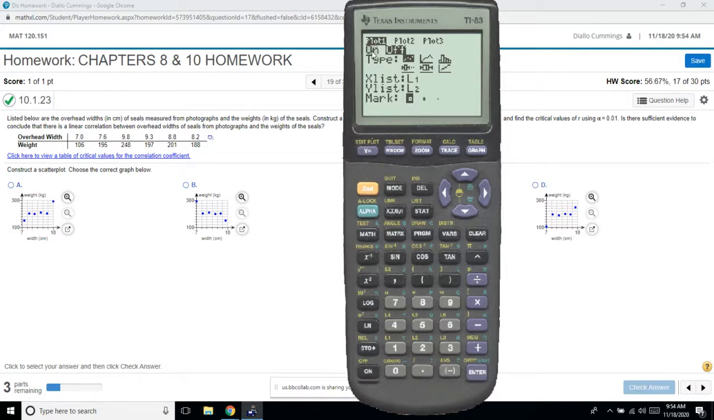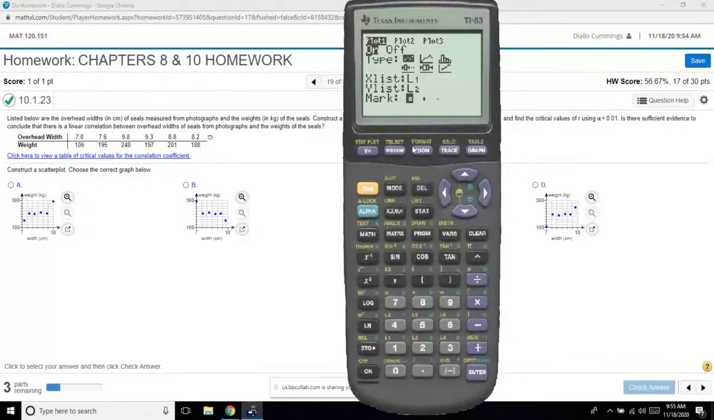Next, I want to turn it on. So where it says on, I'm going to press enter. Now notice that on is blinking. For my type, by default, the very first box is highlighted, and this is what we want. I'm going to leave X as list 1, Y as list 2, and what mark means is these are the symbols it's going to grab. So I'm going to leave it at this default symbol.